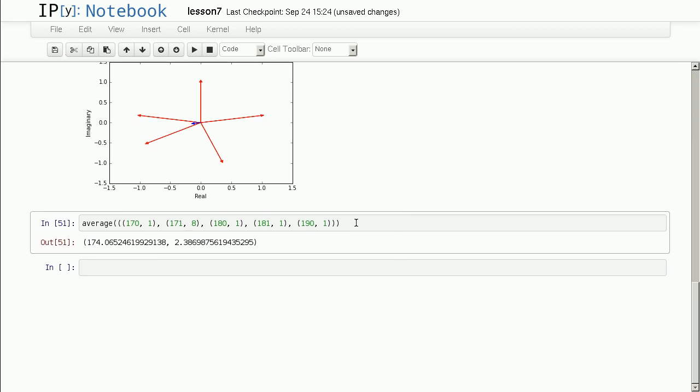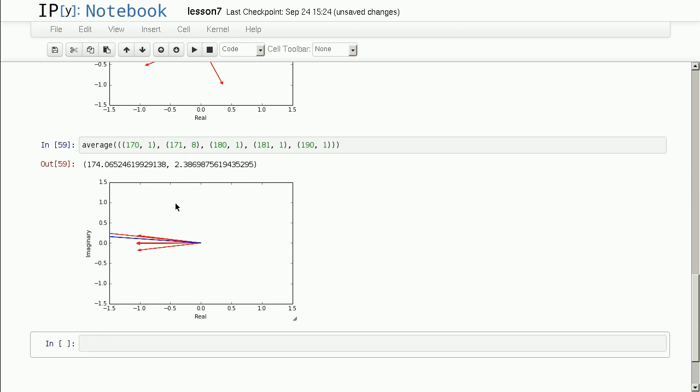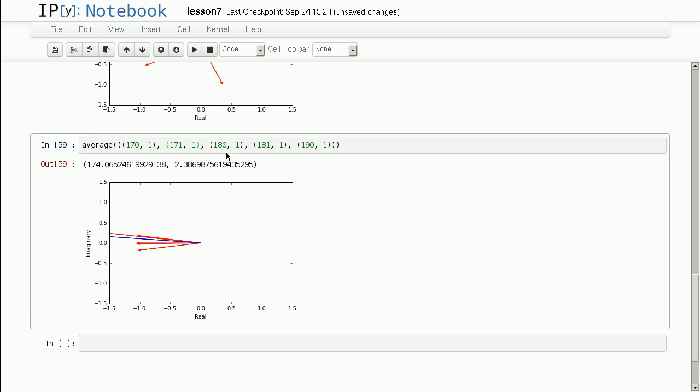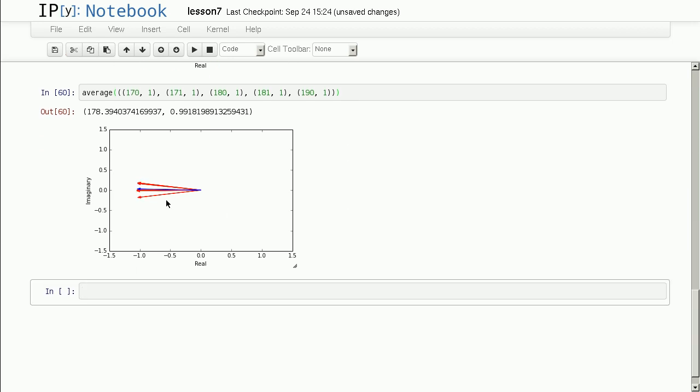And if we take all these numbers that are near 180 degrees, we should see, yes, they all point to the left. And if I give them all the same magnitude, or the same distance from the origin, or the same wind speed, then this is what it looks like, and we get this blue vector resultant right in the middle.